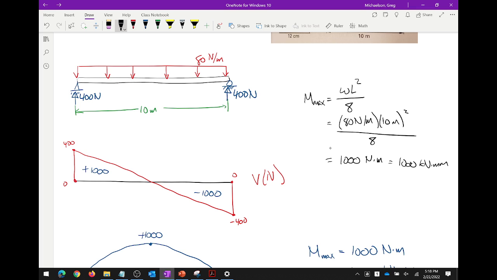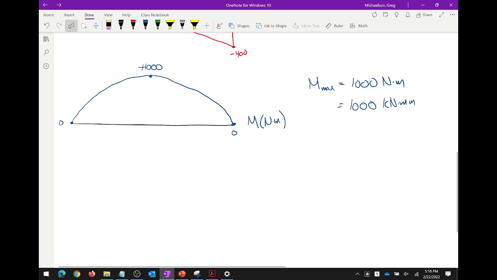And y'all know where that WL squared over 8 comes from. It's just a symbolic integration of this, because this is WL over 2, this is L over 2, so what's the area of this triangle? 1/2 of WL over 2 times L over 2, or WL squared over 8. So that's where that comes from. With me so far?